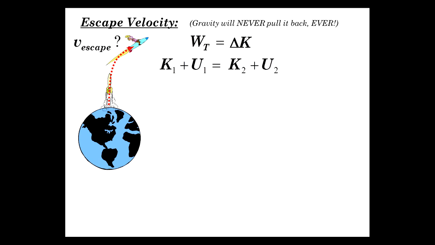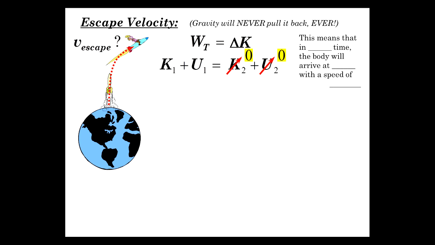So K1 plus U1 is K2 plus U2. But if it escapes with the condition that out at infinity it's not moving, then we know what K2 is. And of course, the value of U2 by definition is 0 as well. So it means that in infinite time, the body will arrive at infinity with a speed of 0. So that's the condition. So K1, according to this, is simply negative U1.